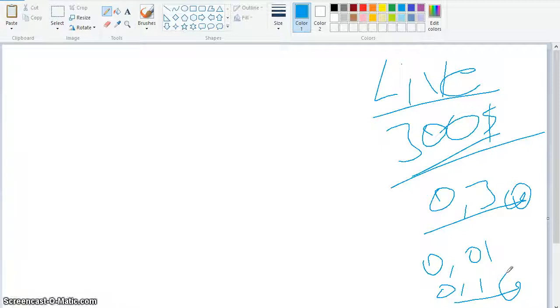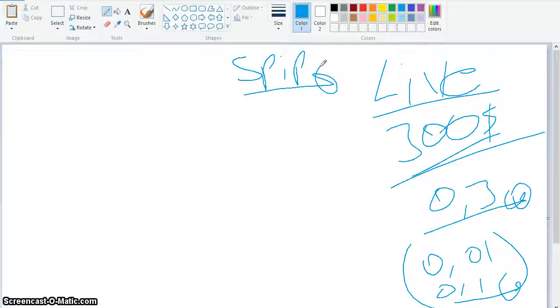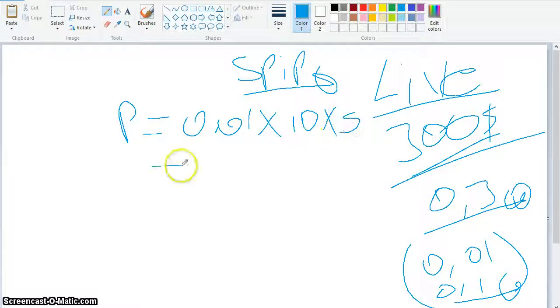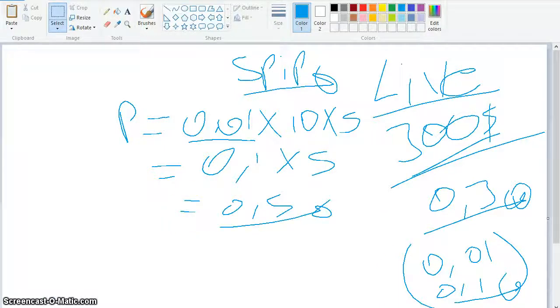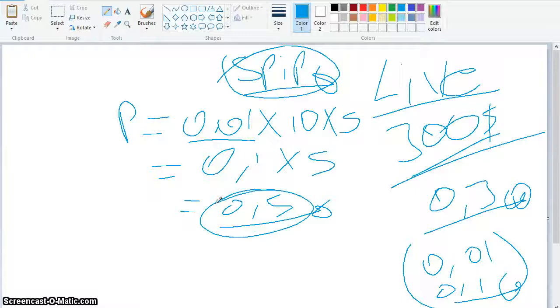So then let's go back to it now. They're risking this much, and then let's say again they got that 5 pips which they moved on demo account. So their profit will be 0.01 times 10 times 5, which then will put us 0.1 times 5, which will be equal to 0.5. So now on demo he moved 5 pips and he made $150. Now live he's moving 5 pips and is making $50.